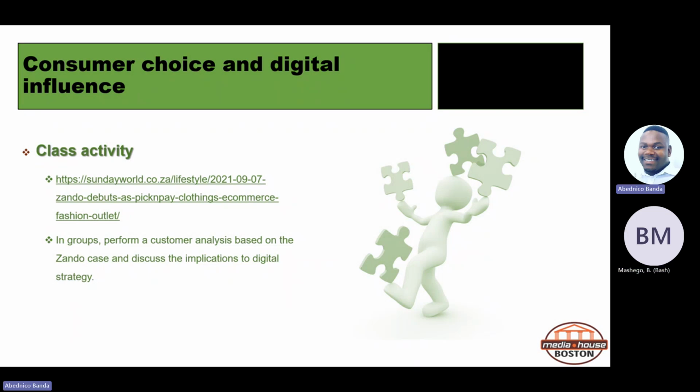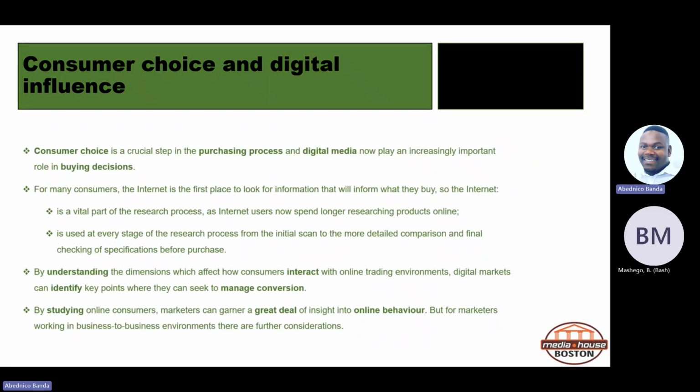So consumer choice is a crucial step in the purchasing process, and digital media now play an increasingly important role in buying decisions. Realize that the internet has two roles. The first is that the internet is part of the research process. For example, as we mentioned, you are busy getting information about televisions, right? You are using the internet. So it is the first point of contact to go and get information.